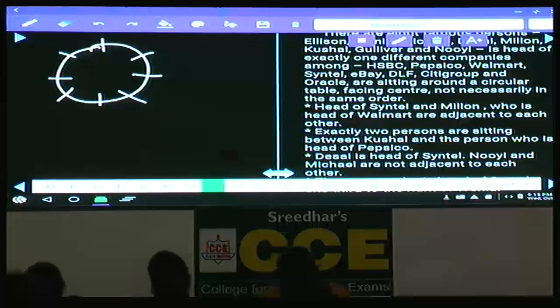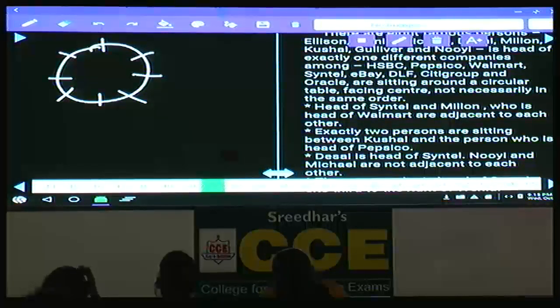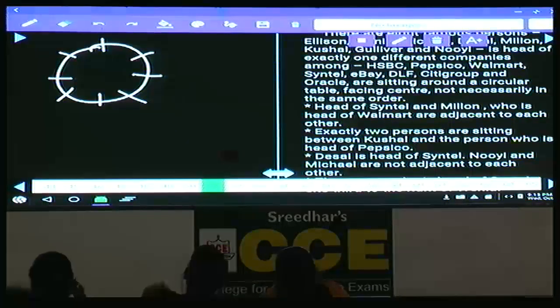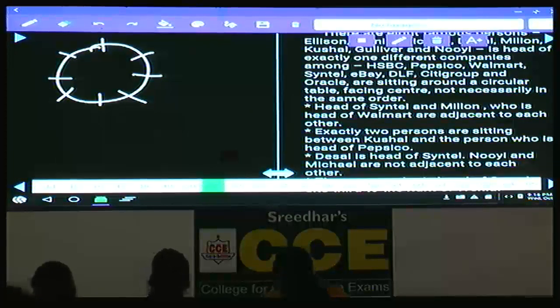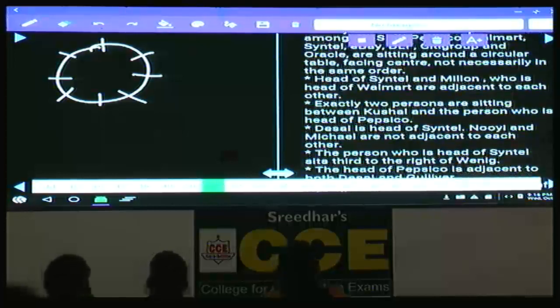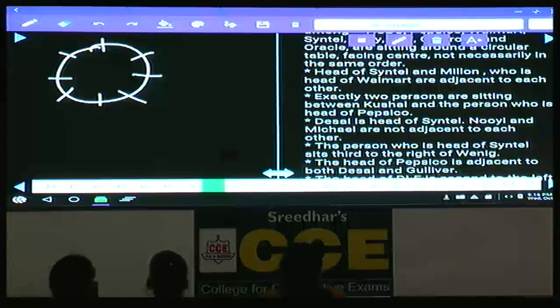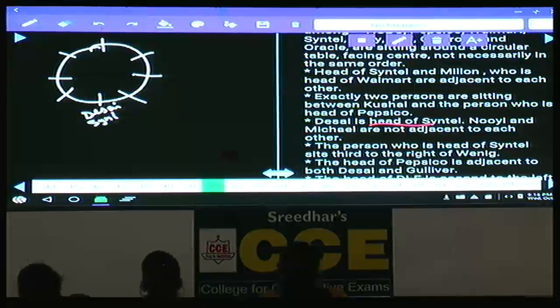As all the persons are facing towards the center, the head of Sintel and Millen, who is head of Walmart, are adjacent to each other. Now who is this head of Sintel here? The person who is the head of Sintel sits to the right of Winnick, and Desai is the head of Sintel. Now let us take Desai. This person is the head of Sintel. And who is the other person here? Millen. Head of Sintel and Millen are adjacent.